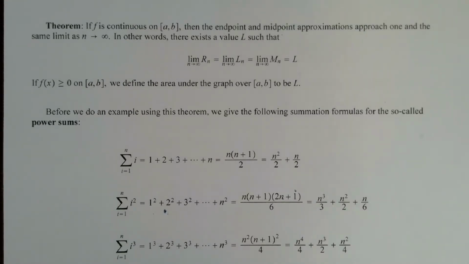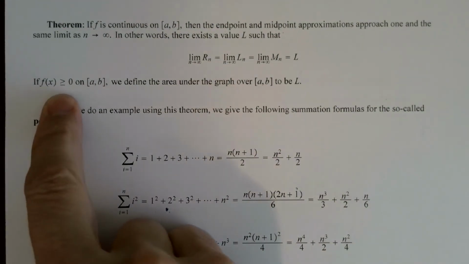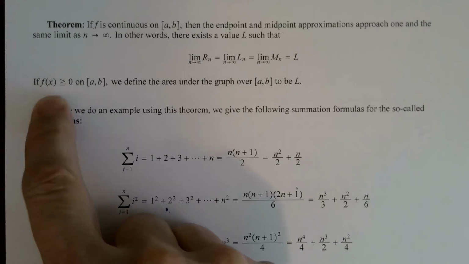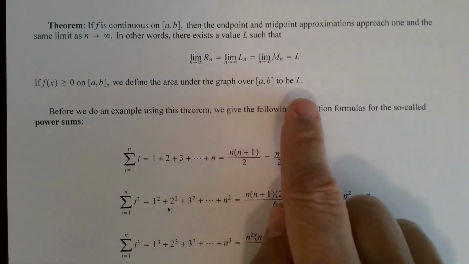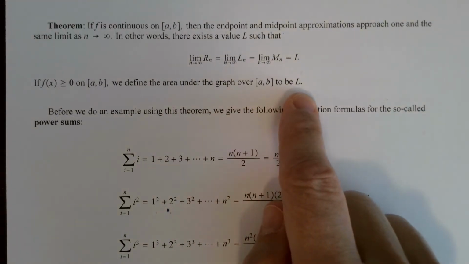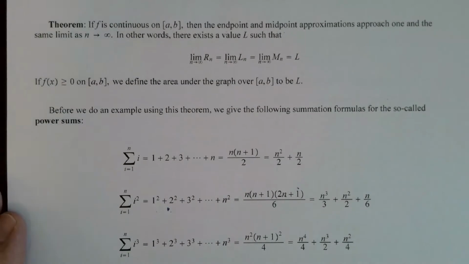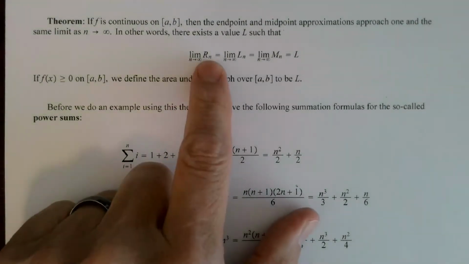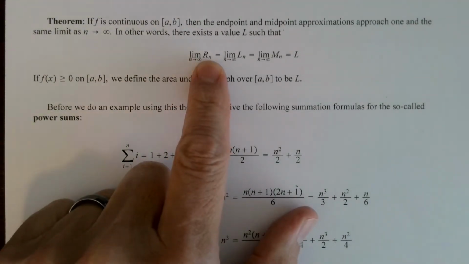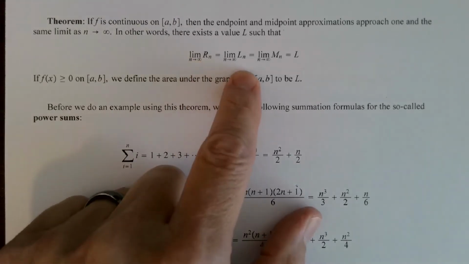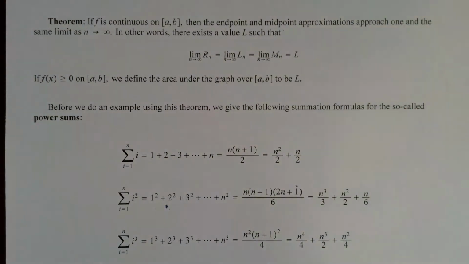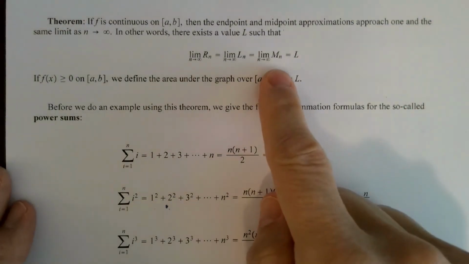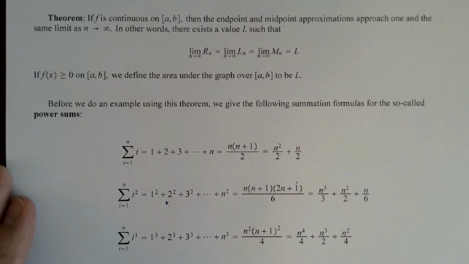But if this limit exists and is equal to L, and the function is positive above the x-axis, the outputs of the function are positive, then we actually can define the area under the graph to be the value of L. That is the area of the graph. And so we're going to do that. I'm going to mainly look at right-hand sums when I do this because they're just generally easier than the left-hand sums a little bit, and certainly the midpoint sums, as we looked at, have a little more complicated expressions at the end of the last video.